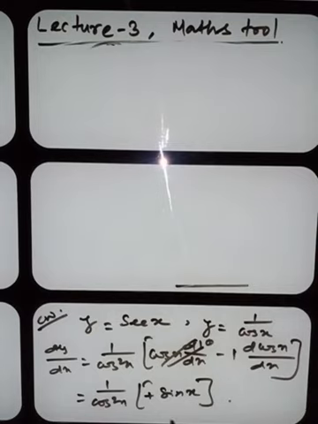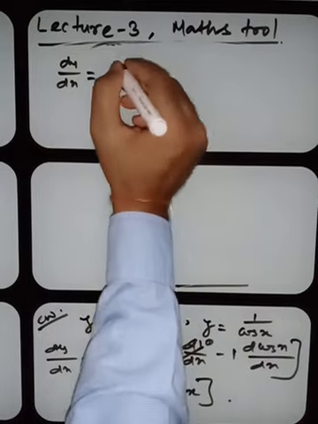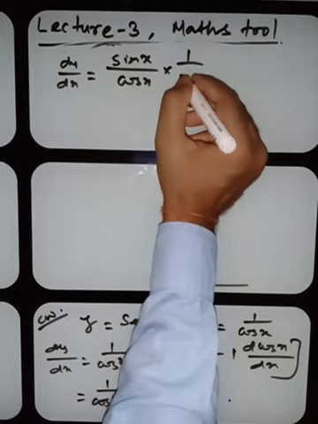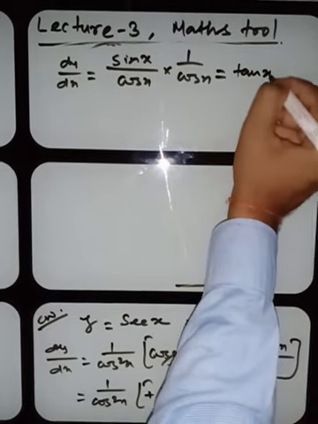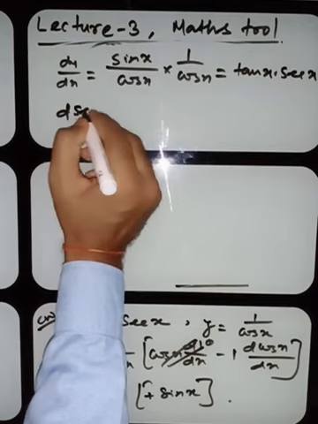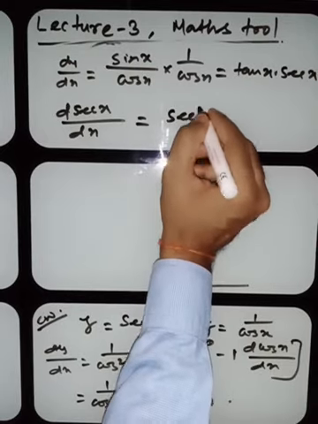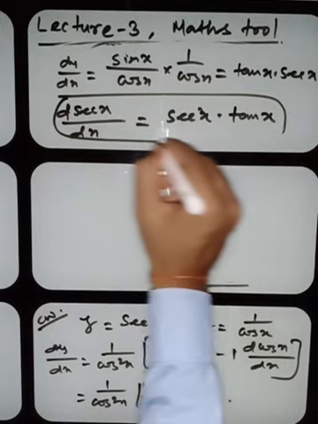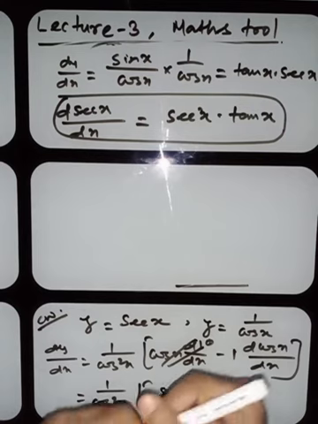Now let me write over here. So this is dy by dx equals sin x by cos square x, which can be written as sin x by cos x into 1 by cos x, and this sin by cos becomes tan x, into sec x. So you have to remember d sec x by dx. This is the formula. It is sec x into tan x. This will be your formula.